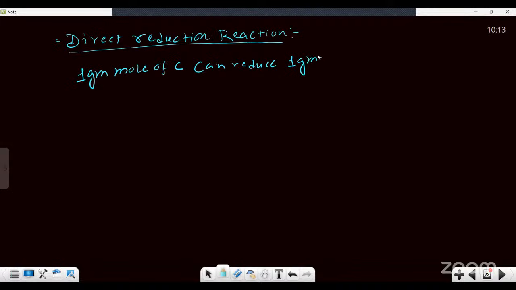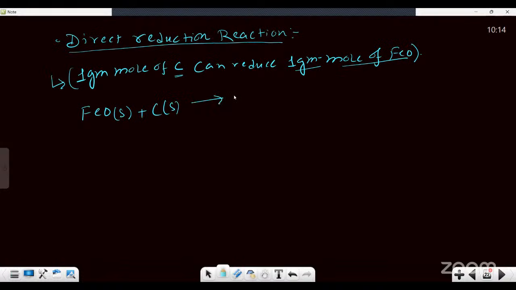One gram mole of FeO. So 1 gram mole of carbon can reduce 1 gram mole of FeO. See how I can say this? Because what is my direct reduction reaction? My direct reduction reaction is basically this: FeO solid comes in contact with the carbon, giving us iron solid plus CO gas. This is exactly what we are getting. So 1 gram mole of carbon can reduce 1 gram mole of FeO.